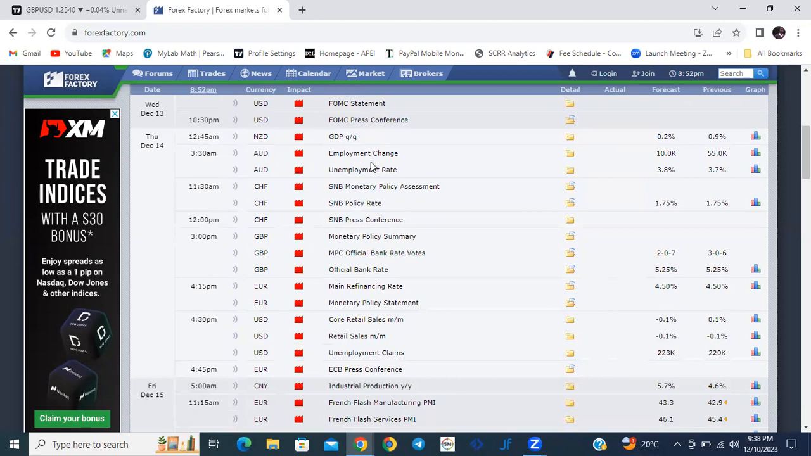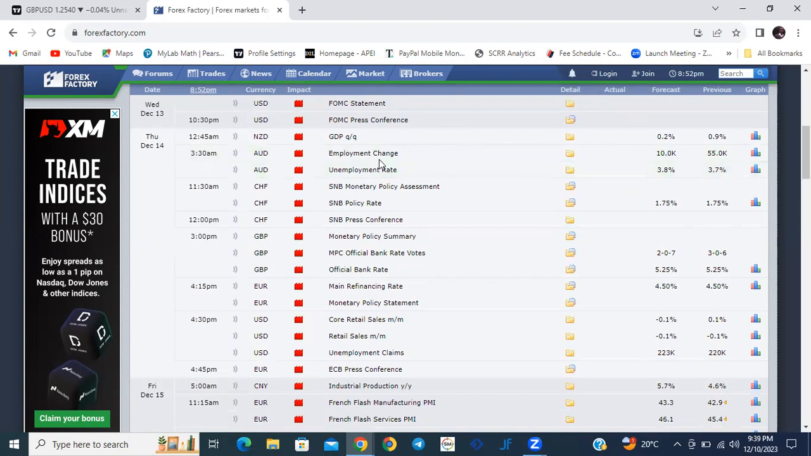Then we have this other news, the employment change and unemployment rate for AUD, that is the Australian dollar. So they are projecting a decrease in employment change, meaning that it will weaken AUD. They're also expecting negative data for unemployment. That is, the rate of unemployment will increase. So if it comes out as projected, this is basically going to be negative data for AUD. So AUD is going to lose strength. So it's going to weaken.